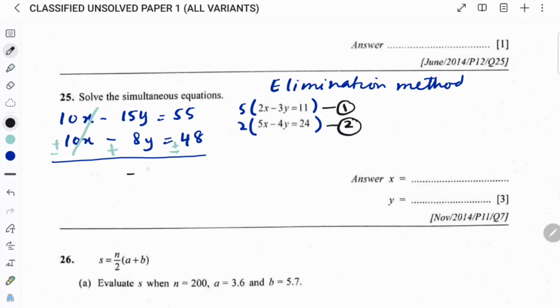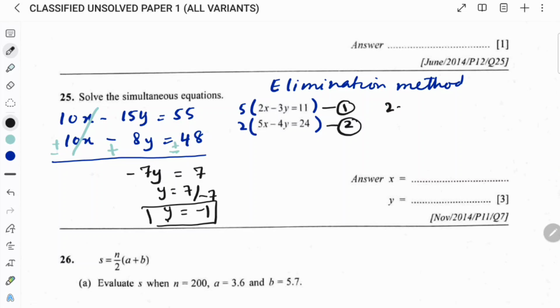Yes, 15 is the greater digit, so that's why we are writing down minus 7y equals 55 and 48, the difference is 7. y is equal to 7 over minus 7, which is equal to minus 1. y is minus 1. Now we are going to find out the value of x.